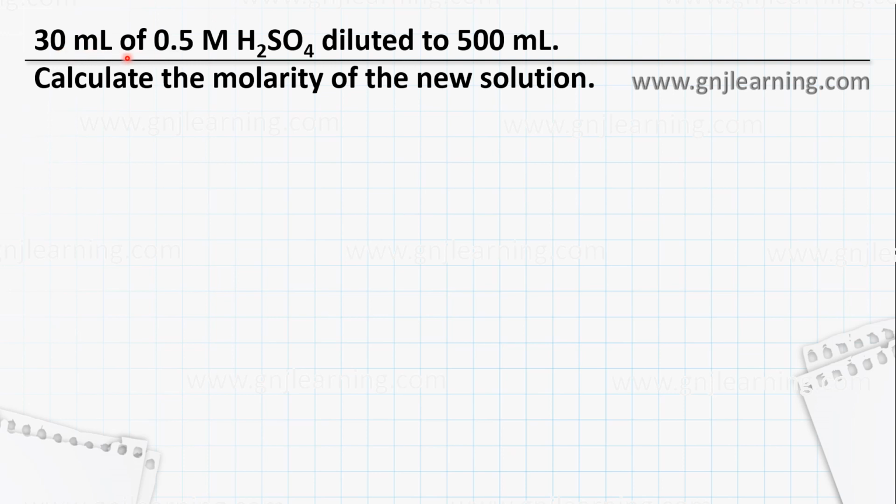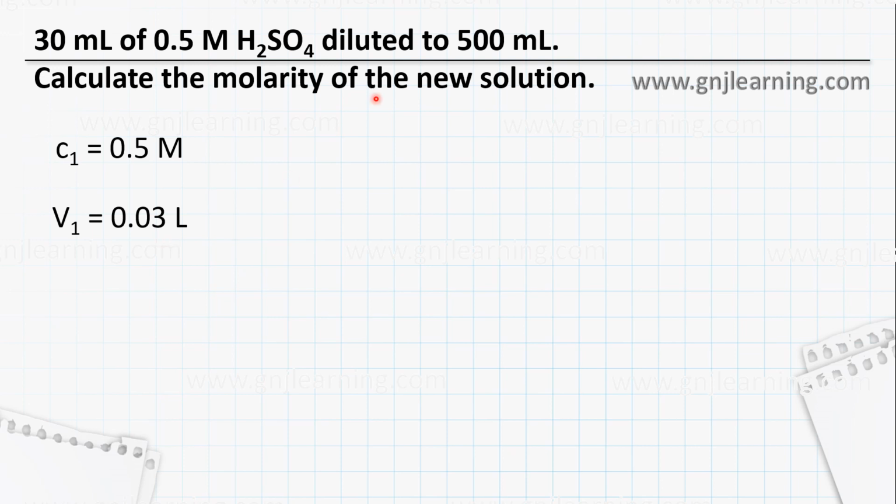Initially it was 30 ml and the concentration is 0.5 molar. Now you add 470 ml and you have the new solution whose volume is 500 ml. Now I need to calculate the molarity of the new solution. So I will give the initial molarity as C1, that is 0.5 molar, and its volume I will give as V1, that is 0.03 liters, because in molarity calculations it is always convenient to convert ml into liters, 0.03 liters.